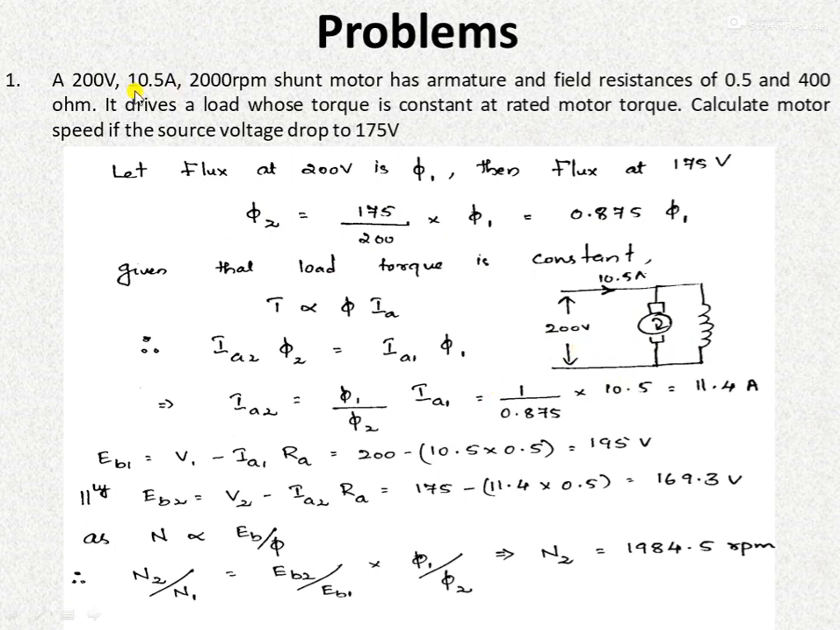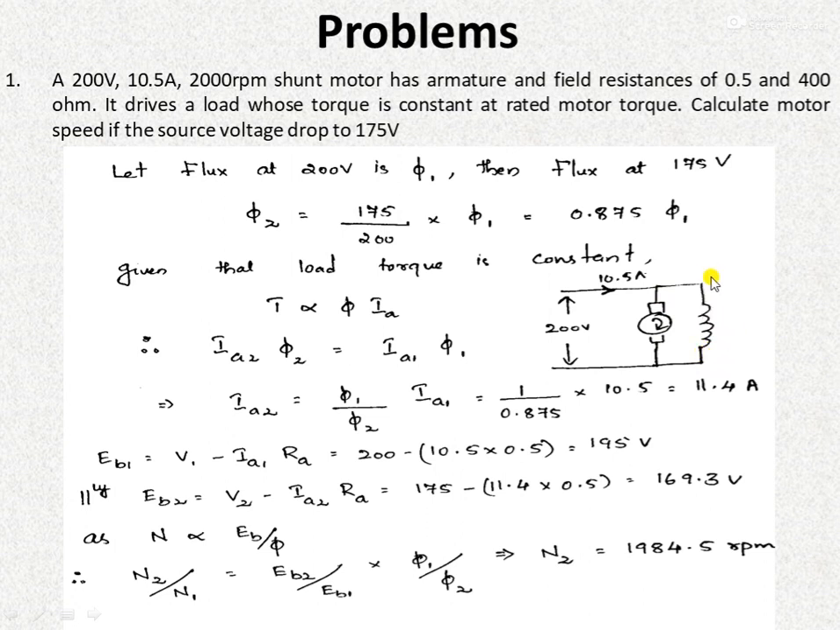It's clearly given that while giving 200 volt, that is in the rated load condition, the current which is taken by the motor is 10.5 ampere. Since the resistance of this field winding is very high, which is given here as 400 ohm, the current flowing through this field winding will also be very small. So we can assume that the whole current of 10.5 ampere is the current flowing through the armature, that is, the current which is completely taken from the supply flows through the armature, with the assumption that the magnitude of field current is negligible.